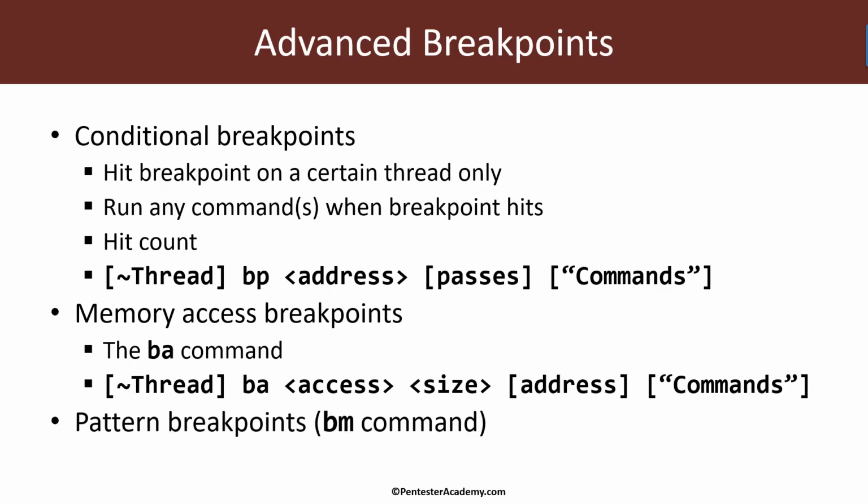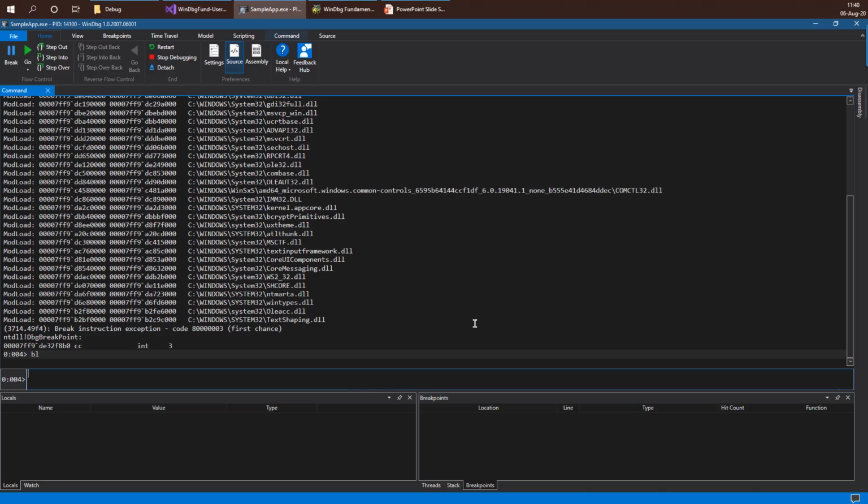Lastly, there's the BM command, which is another form of breakpoint setting. The BM command is useful when you want to set multiple breakpoints on several locations, like functions that have very similar names, but still you want to hit breakpoints in all these functions without specifying them one by one using BP or BU. So let's see some examples of these commands.